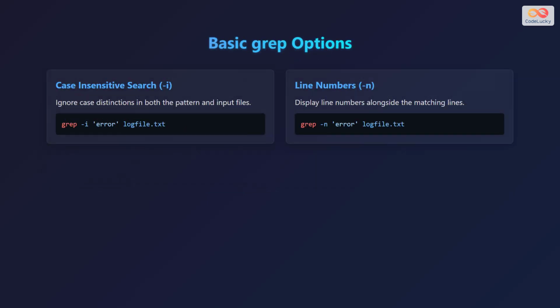Let's explore some basic grep options. The -i option allows for a case-insensitive search, ignoring case distinctions in both the pattern and input files. For example, grep -i 'error' logfile.txt will find error, Error, ERROR, and any other case variations. The -n option displays line numbers alongside the matching lines. So grep -n 'error' logfile.txt will output each matching line along with its corresponding line number in the file.